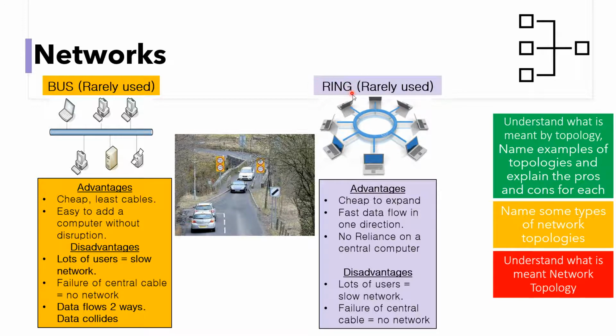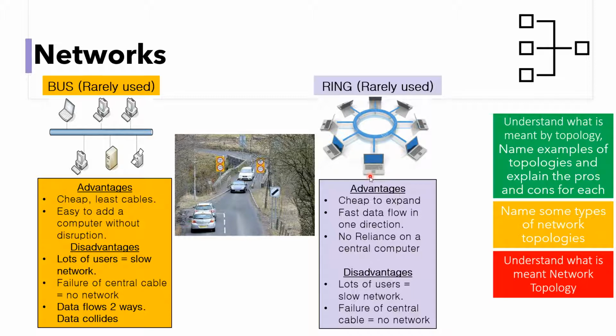Ring is the next one. You see it's a ring because it's shaped like a ring: a circle with branches off it. Again, it's not very often used nowadays. However, the pros of this are it's cheap to expand. You can add stuff very easily. Data flows in one direction. So no data collides, like this road here, because it's just one road, like a one-way street, for example. Only the cars can drive in one direction. And there's no reliance on a central computer either.